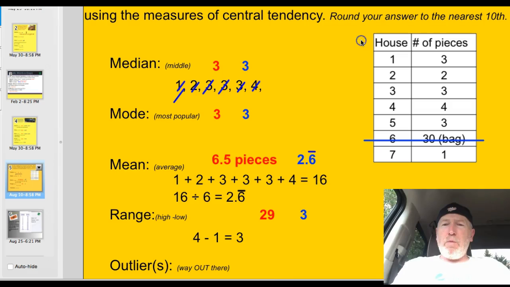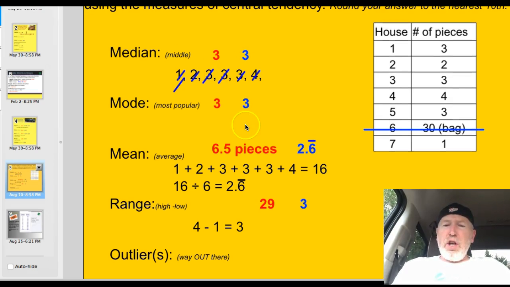All right, let's see what happened. Once again, I'm going to have our scores from last night in red and today's scores in blue. So when I take away that 30 and I list them out, I only have from 1 to 4, and I find out that my median score is still 3. It's 1, 2, 3, 3, 3, 4. So my middle is right in between 3 and 3, which is 3. The median was unchanged. The mode was unchanged too. 3 was still the most common number of pieces of candy handed out, the most popular.